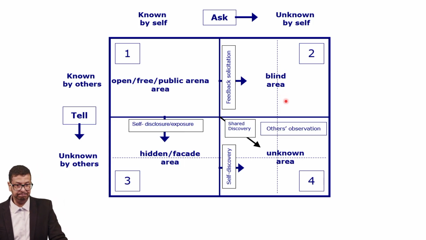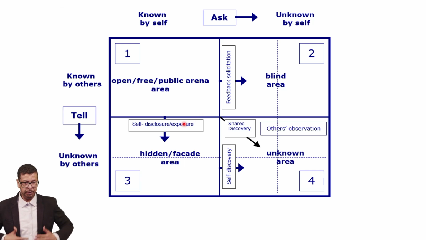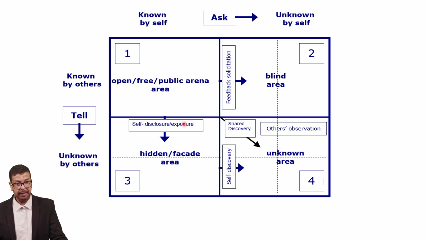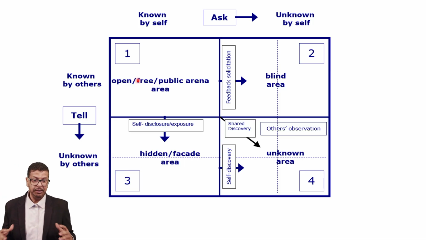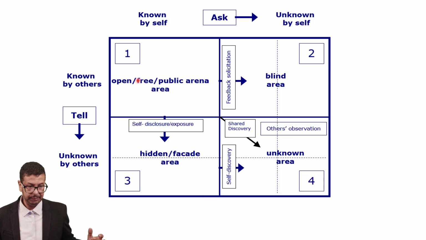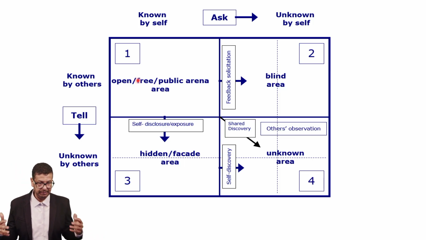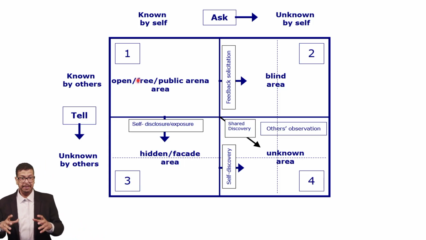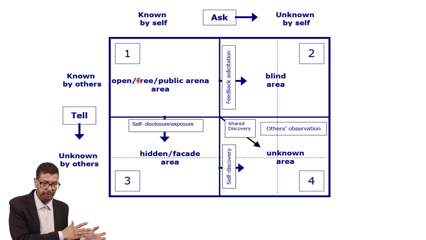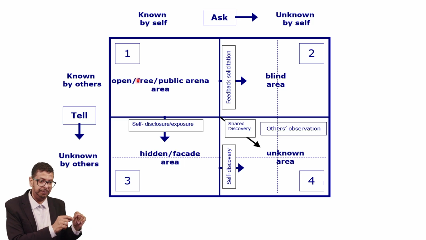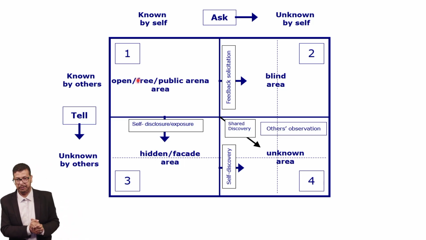in this figure, decreased. Also, self-exposure will enlarge the open area by reducing the hidden area. And shared discovery with others, including other observations and self-discovery, also expands the open quadrant by pushing it toward the second, the third, and the fourth quadrant of the Johari window.